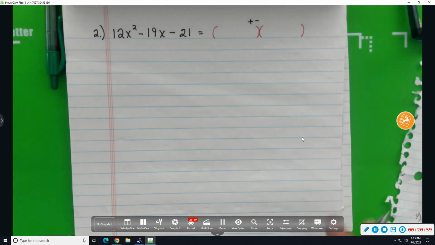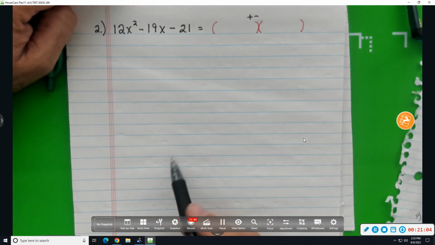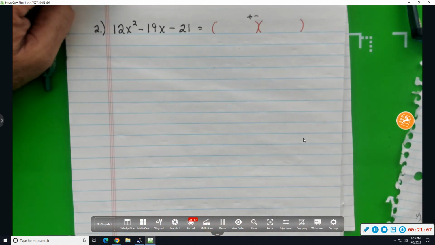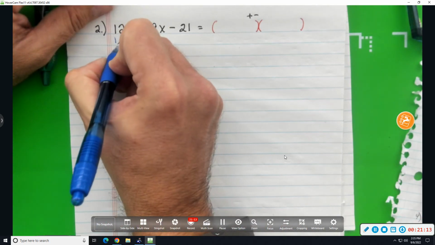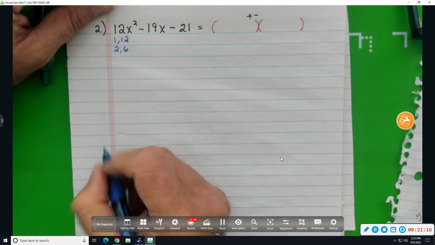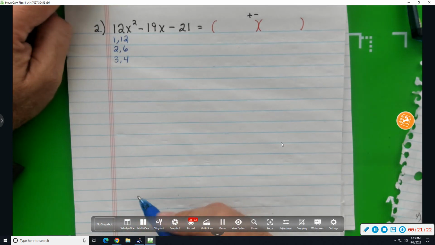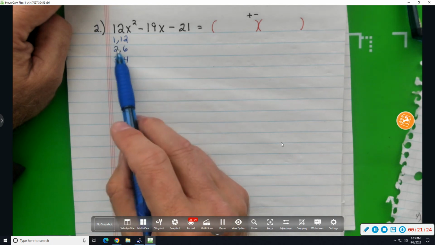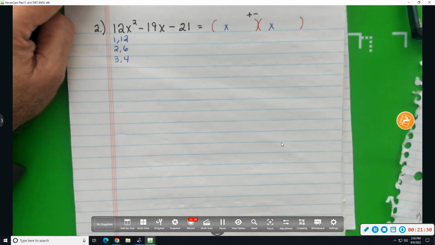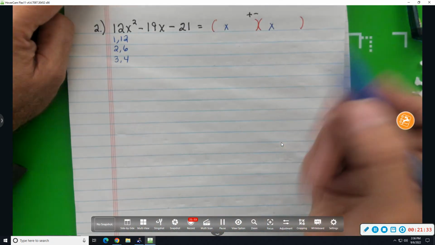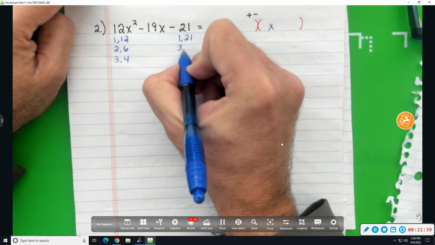Now, here's how to start. Sometimes students do it without writing out all the pairs of numbers, but I like to write out those pairs. The numbers that multiply together to give 12. There's 1 times 12. Probably start 1x and 12x. 2 times 6. Oh, I just write the numbers. 3 times 4. So, one of these pairs is going to go here with the x's. I'll put the x there and there. Now for 21, numbers that multiply together to give 21. Okay, 1 times 21 and 3 times 7.